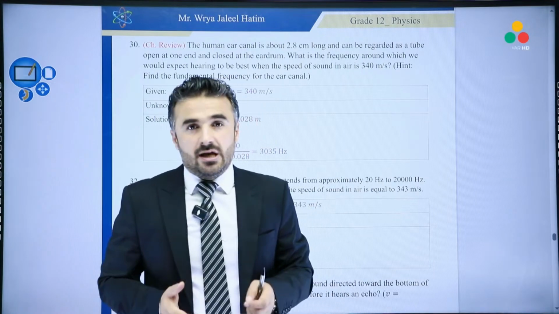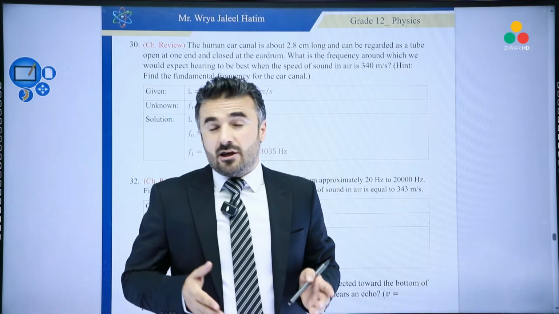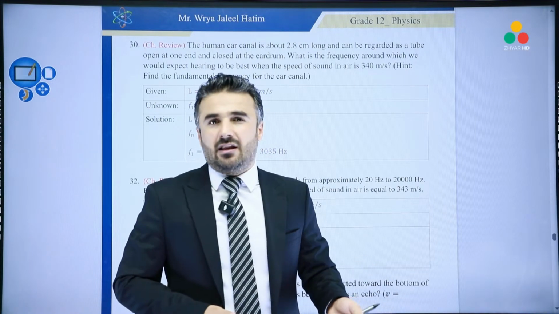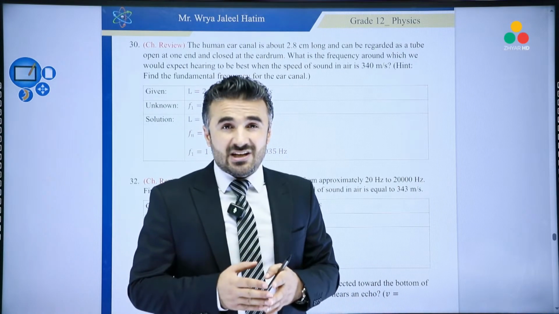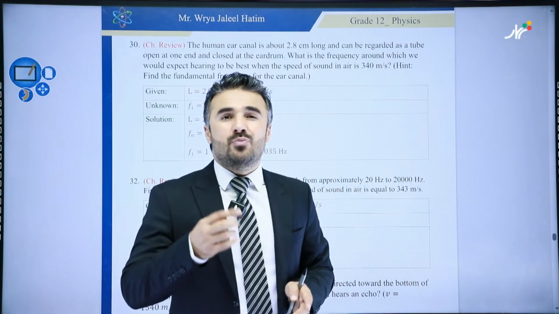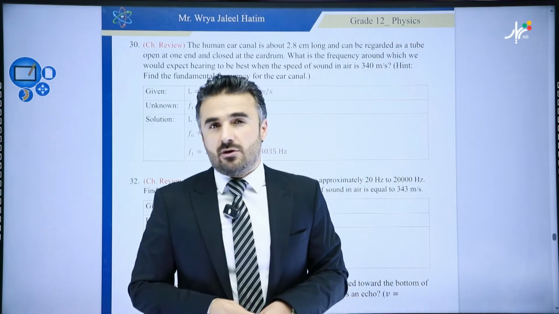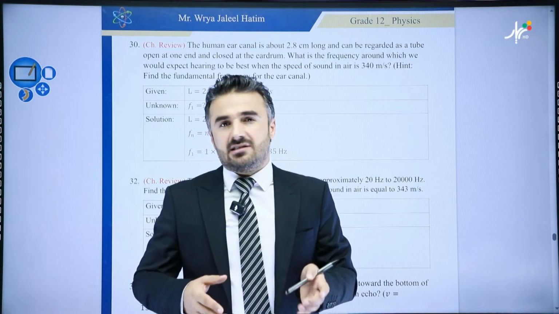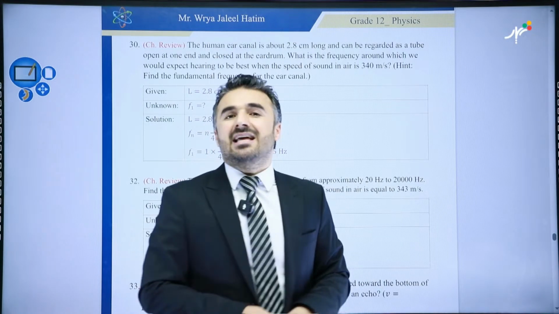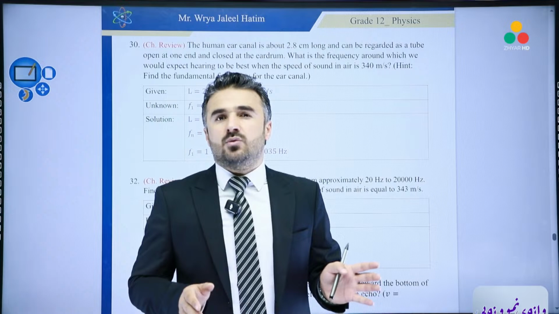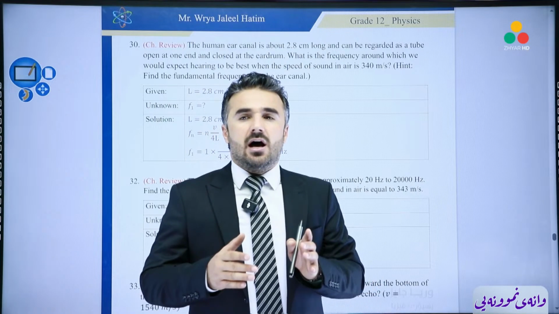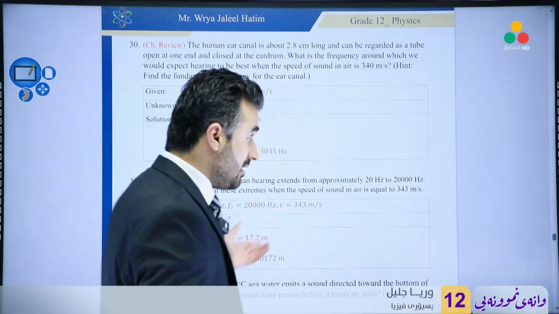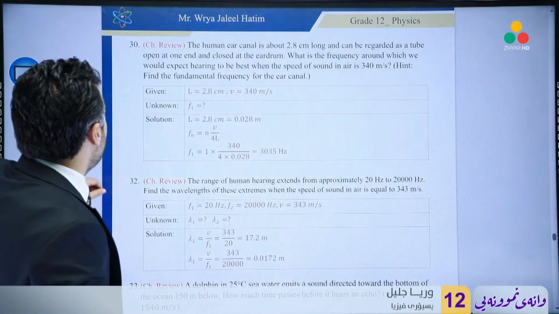So here's the question. Is the human ear considered to be like a pipe that is closed at one end or a pipe that is open at both ends? And of course, you know the answer. The human ear is considered a pipe that is closed at one end. If that is the case, then we're going to use the equations for a pipe that is closed at one end. If you know this one, of course, then the rest will be easy.